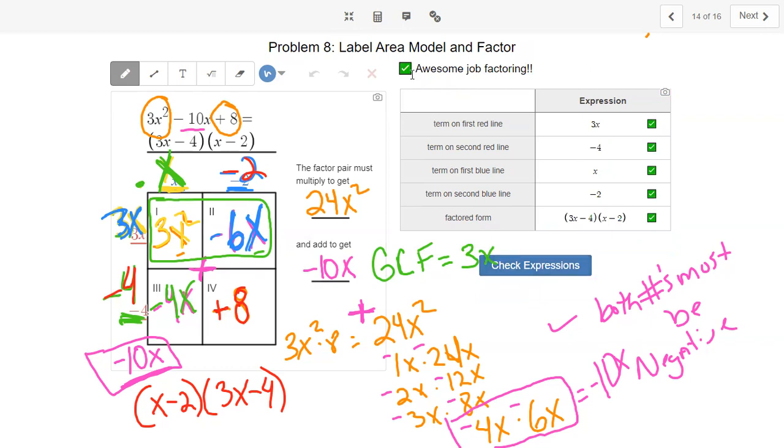Once you've got those in, you're going to check your expressions and hopefully you get all check marks. All right, so we're going to be factoring quadratics today using the area model. And what you're going to want to do is make sure that you're checking your work with Desmos as we're working through this process.